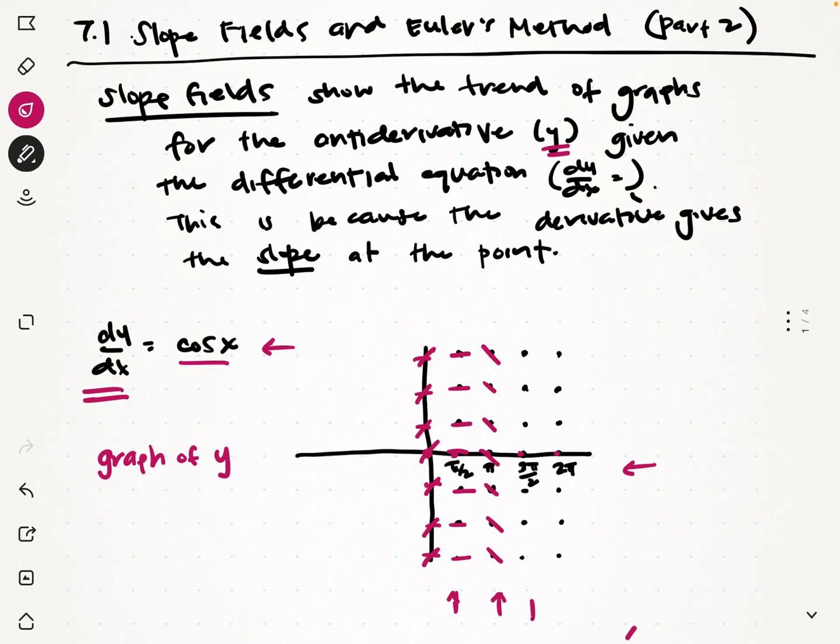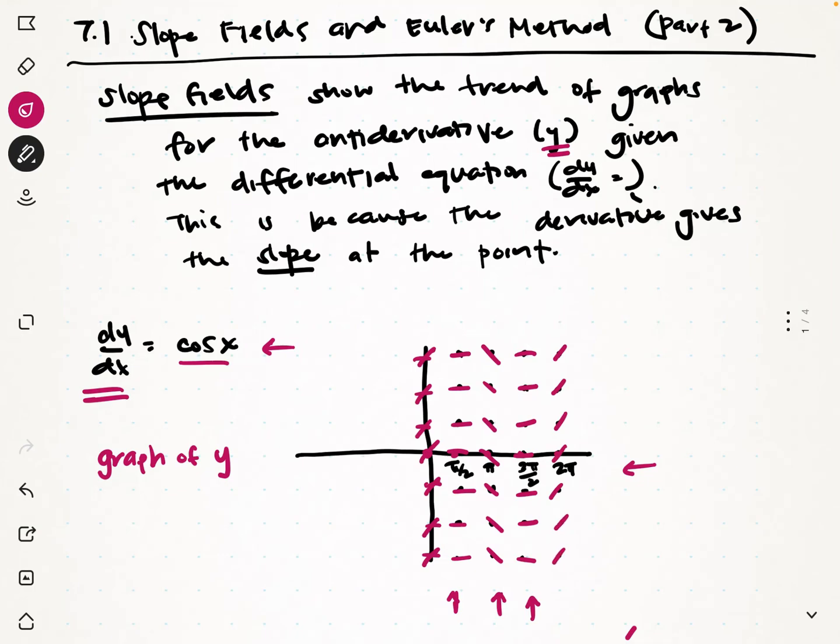And then we move on to 3pi/2. At 3pi/2, our cosine is going to be 0 again, so we draw a horizontal slope for all of those points. And then at the very end, we have 2pi. The cosine at 2pi is back to 1, so we're just going to draw a slope of 1 through all those points.